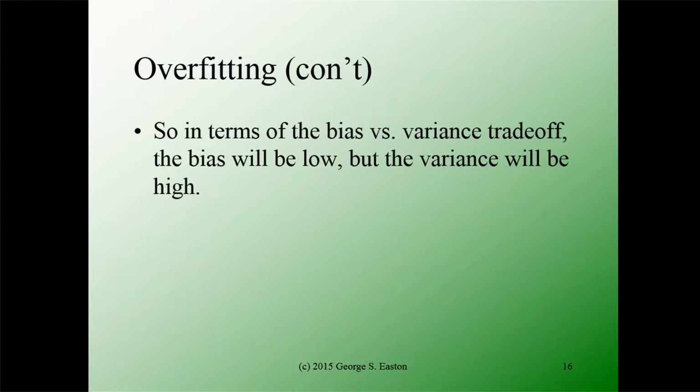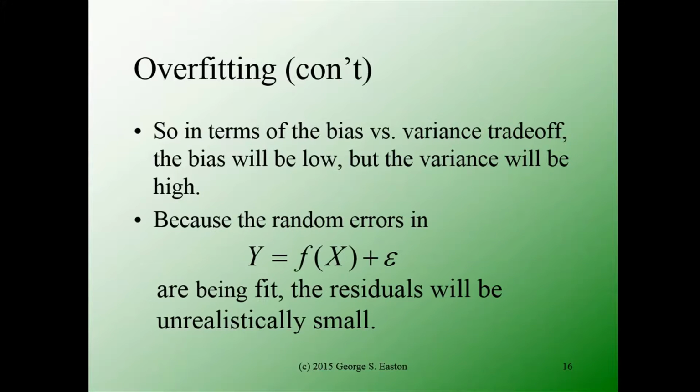So now, referring back to the bias versus variance trade-off, when you are overfitting the data, the bias will be low, but the variance will be high. And referring back to our y equals f of x plus a random error model, what's happening is that the fit will be picking up the noise in those error terms, and the residuals will be unrealistically small.